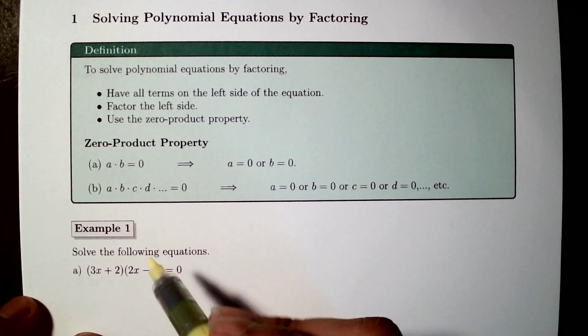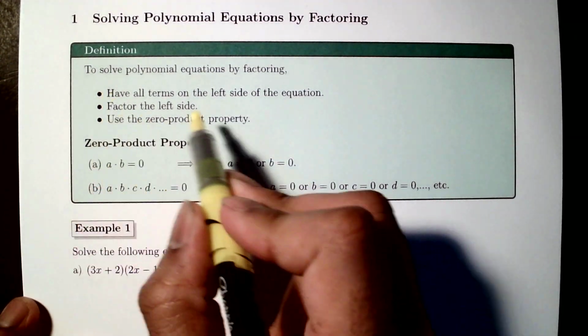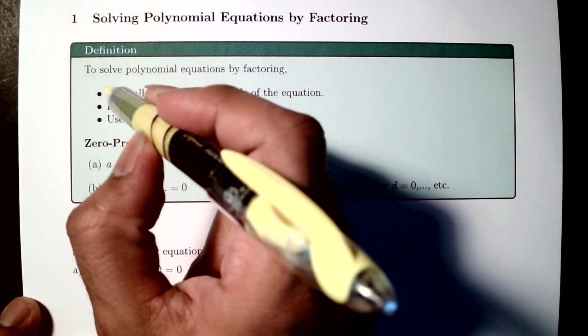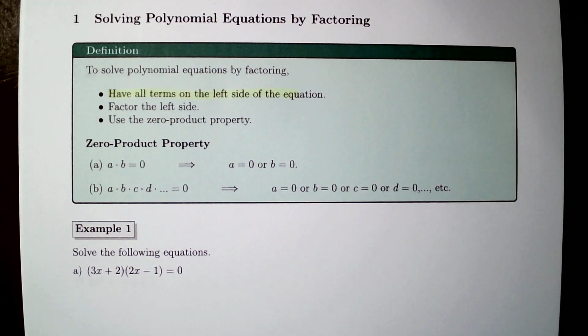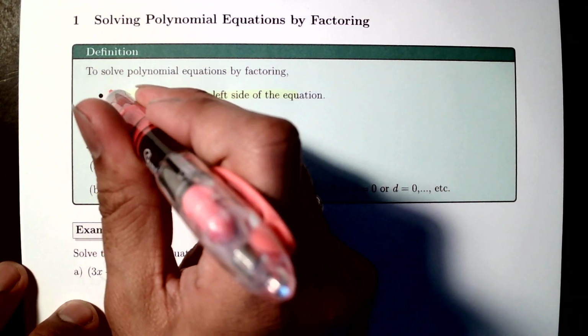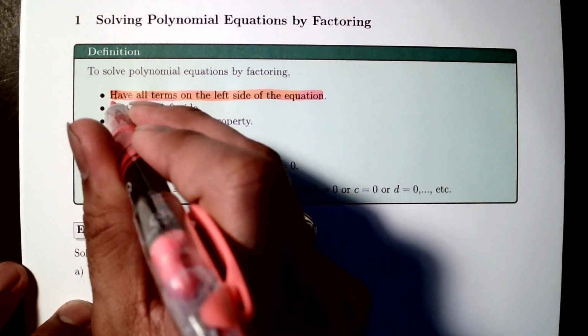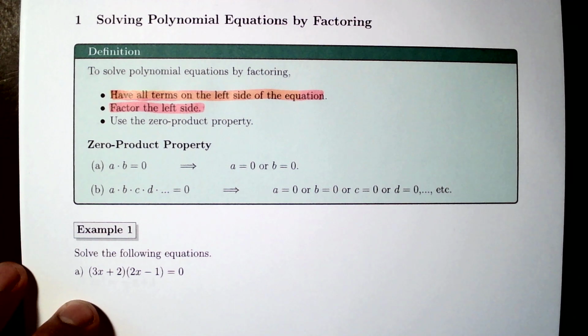Every time we're given an equation, we need to have every single term, all terms, on the left hand side of the equation. I'm going to use a different color that actually looks better. And then from there, factor the left hand side.